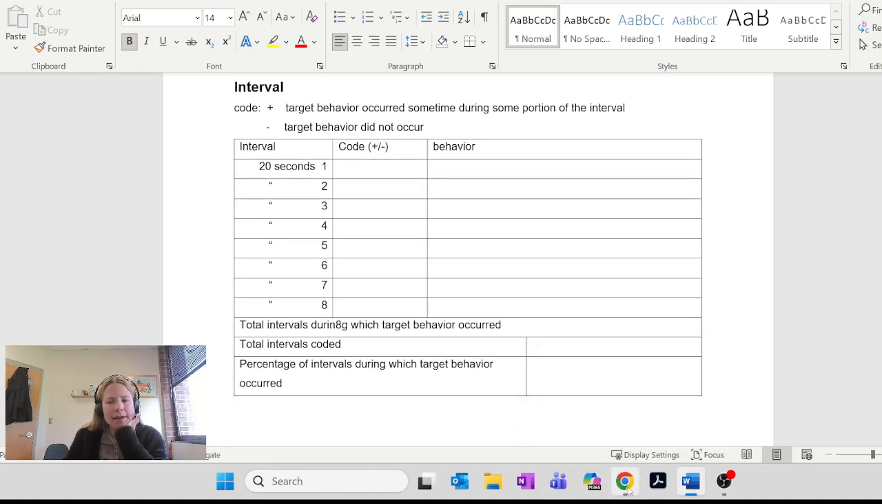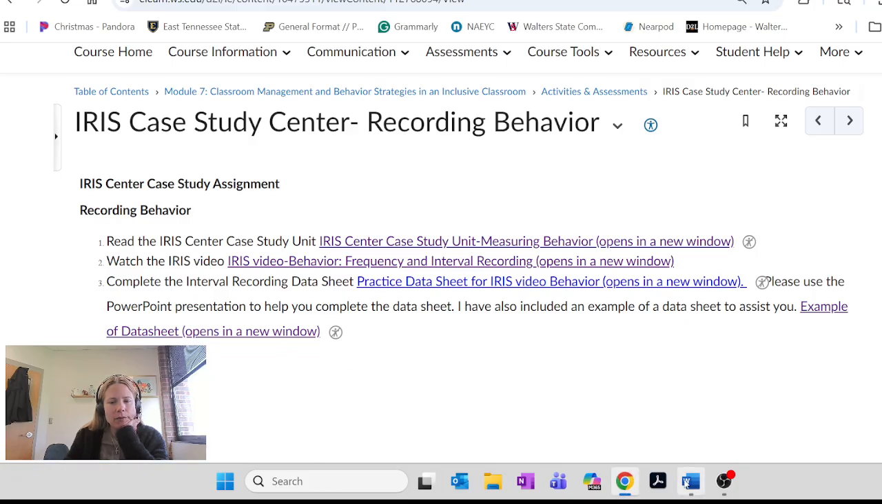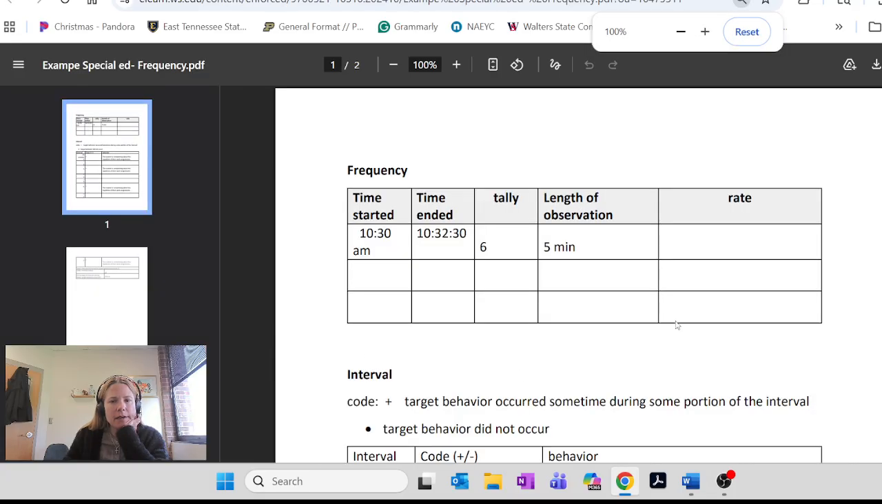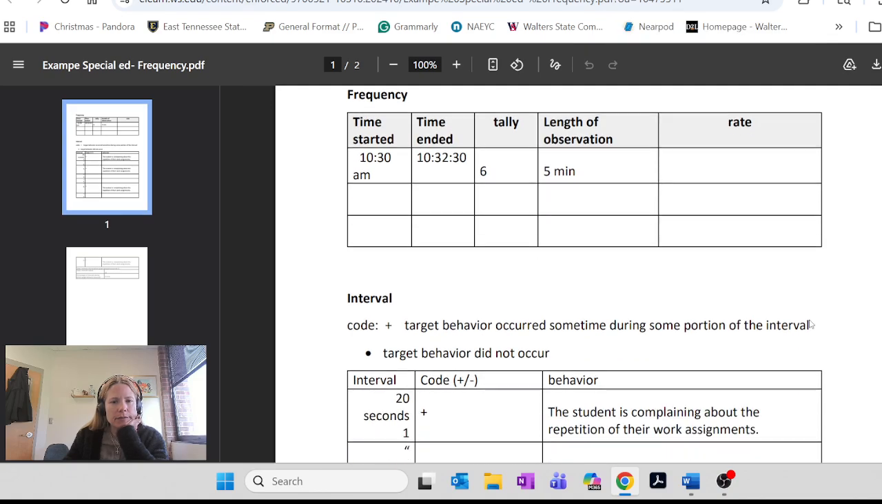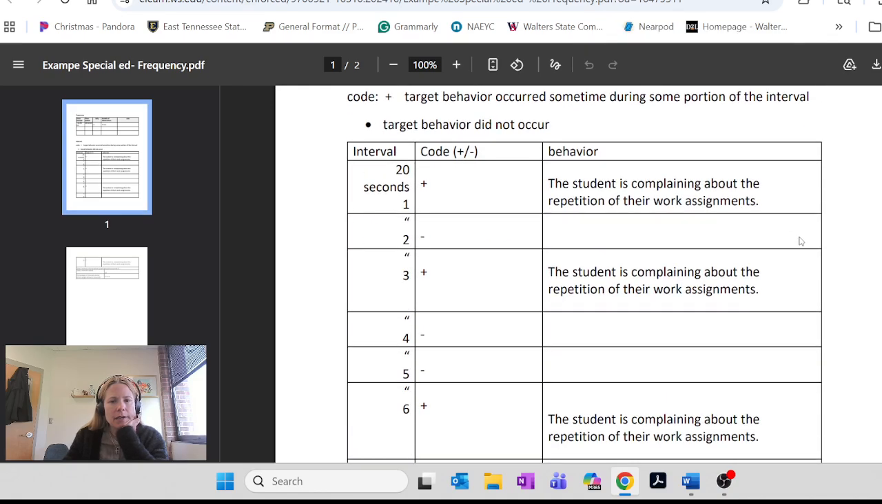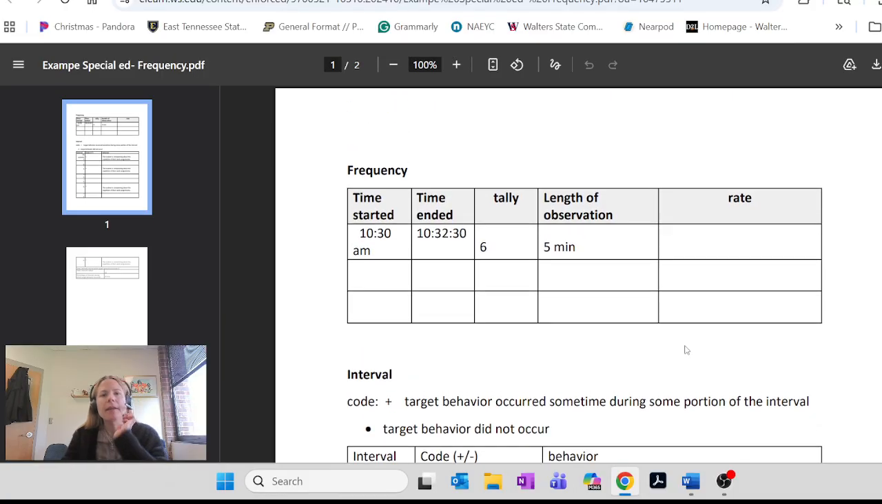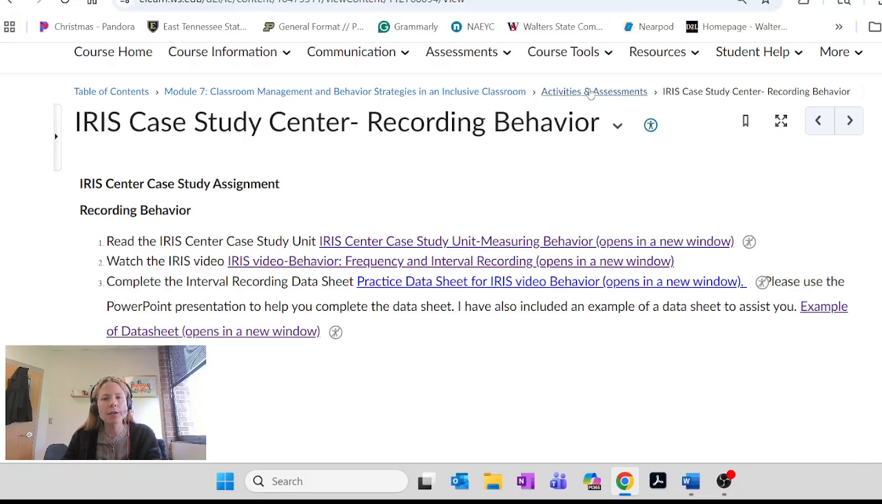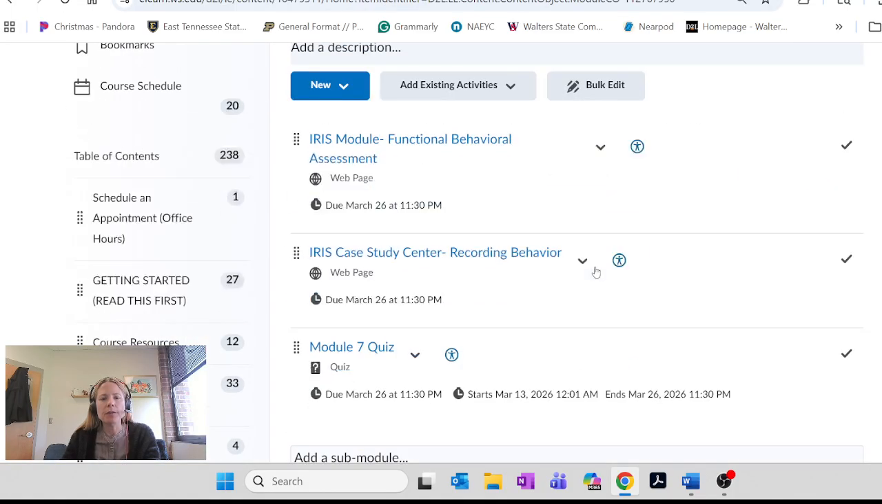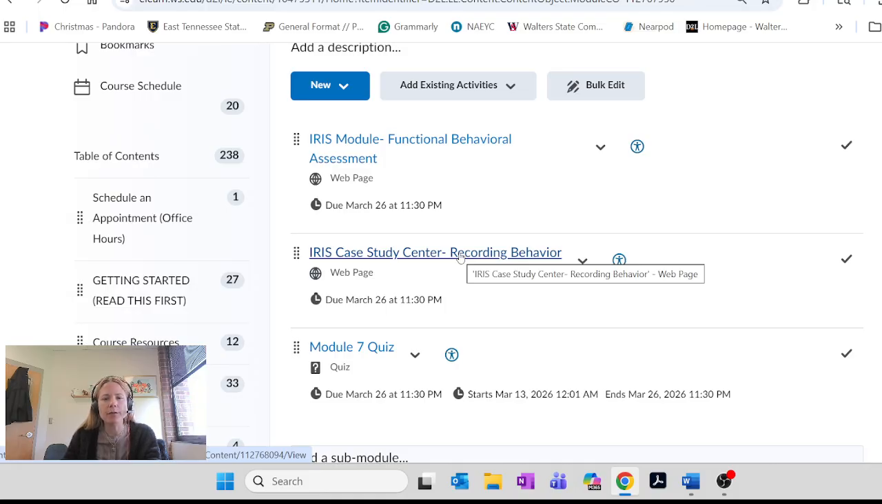But I did want to show you, I gave you an example, which I feel is helpful. I always like examples. So if you click on this, it's going to bring up an example of the rate, of how you work it out, and then of the coding for the interval beeps here. Okay. So you will submit that to Dropbox. Remember, this one's just practice. The one that I'm going to be grading you on is the first one, the Iris module. But I still want you to work and practice recording behavior for both frequency and interval. And I can give you feedback on that.